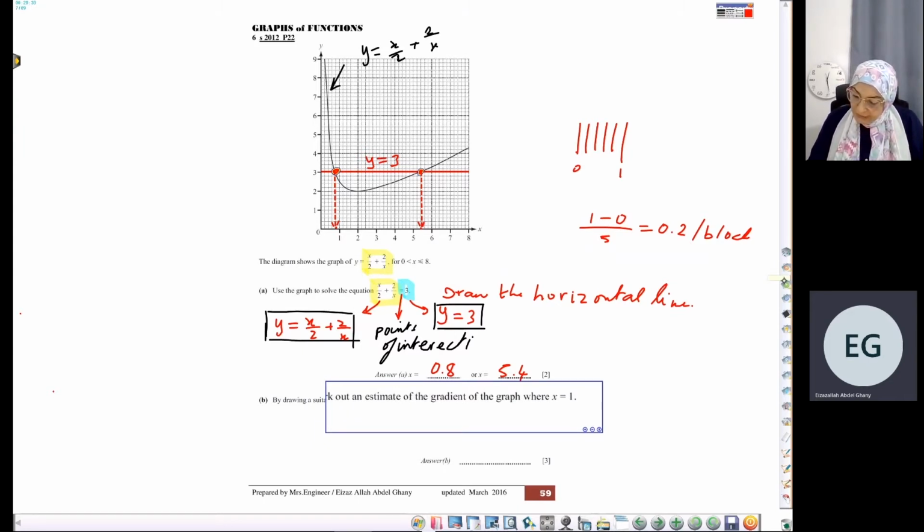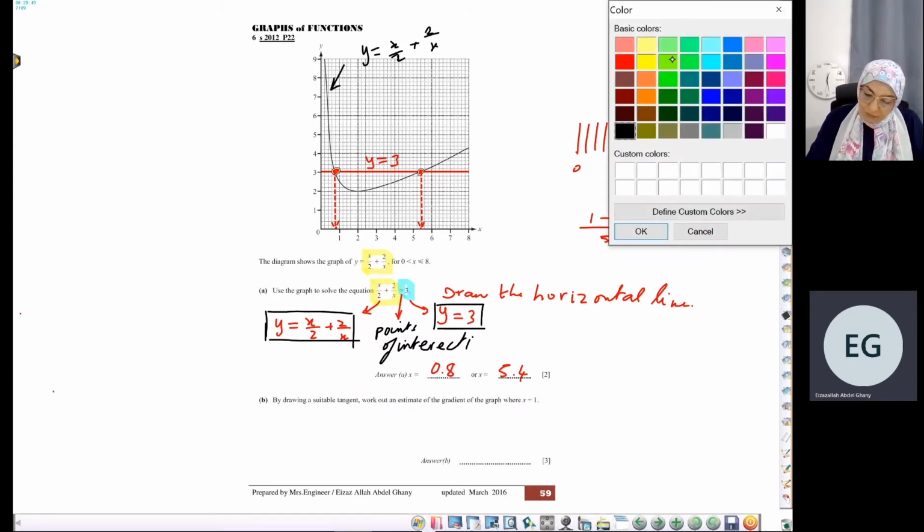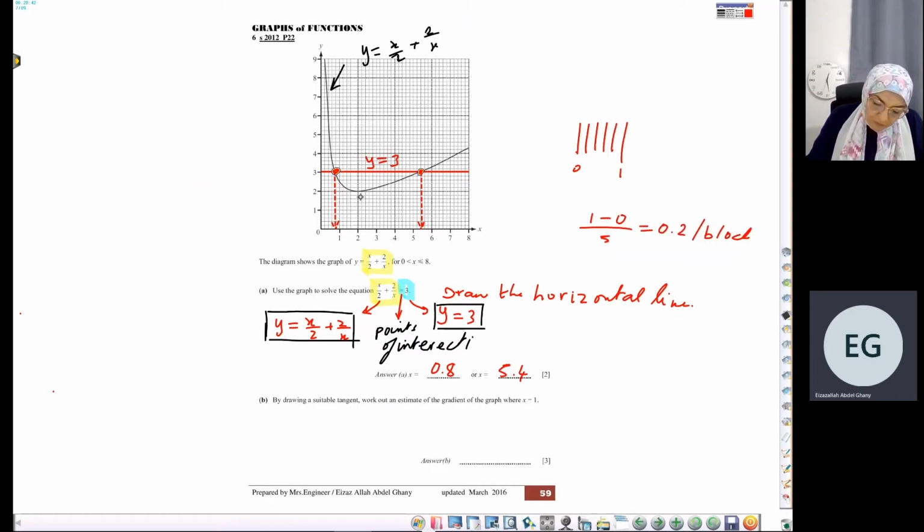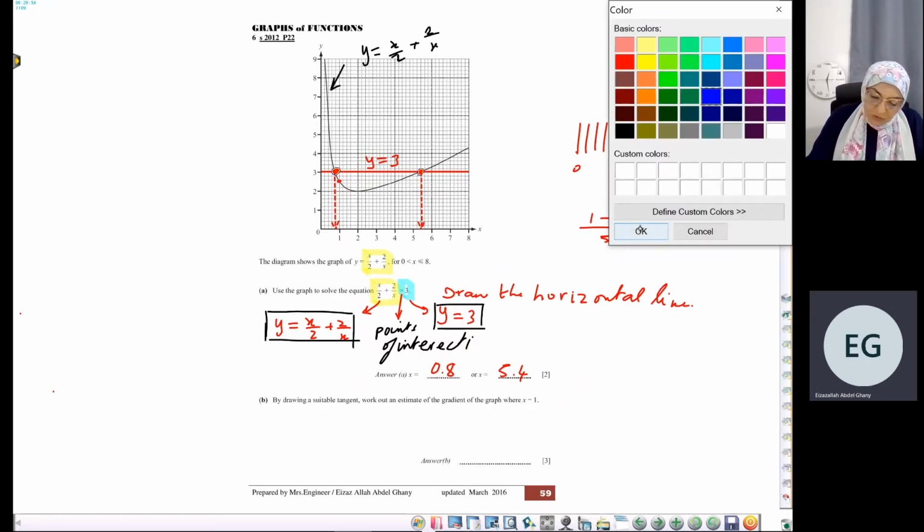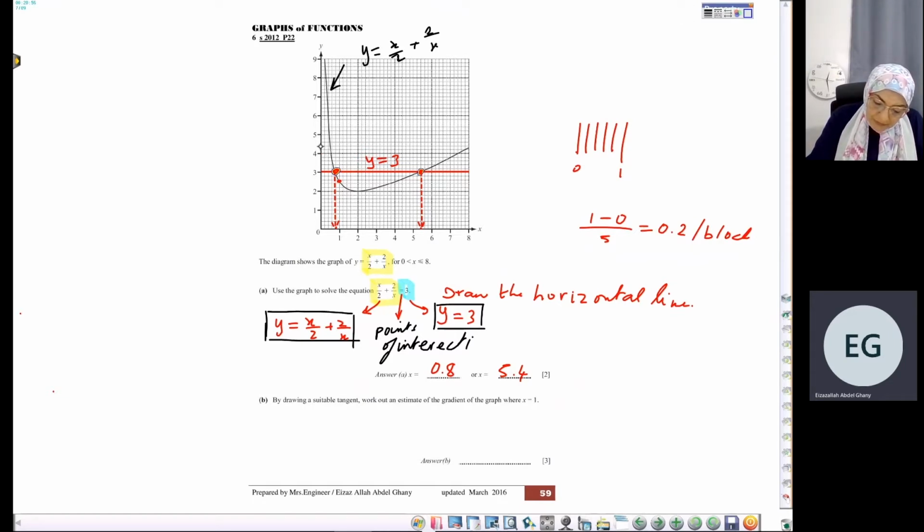So, where is x equals 1? Here is x equals 1. On the curve? Yes, on the curve. Hold your ruler and draw a tangent at this point. I'll draw now a blue line that touches. Does it touch at this point? No, it should be tilted. Does it touch now? Yes, it's fairly touching the graph.